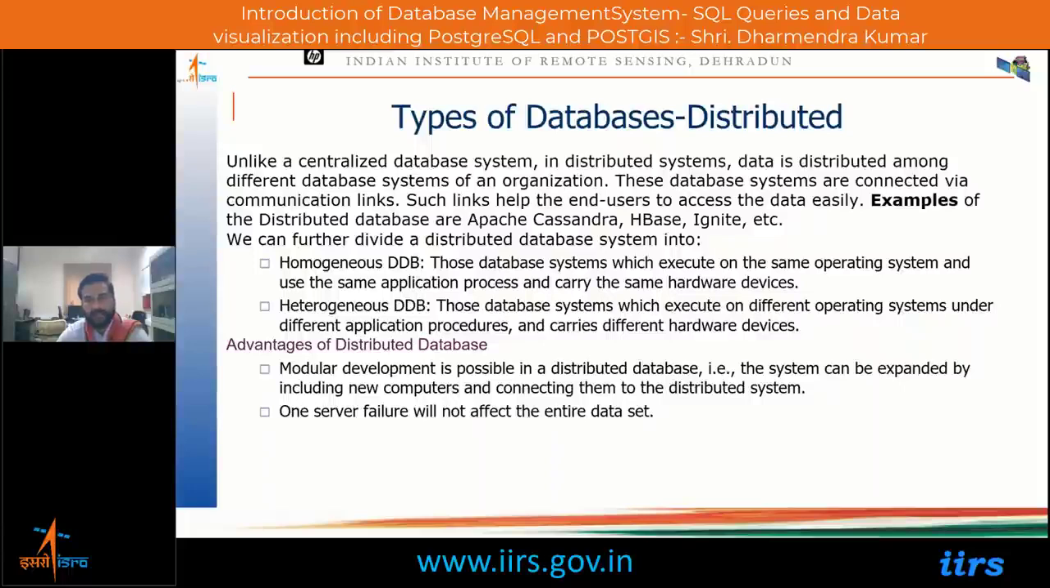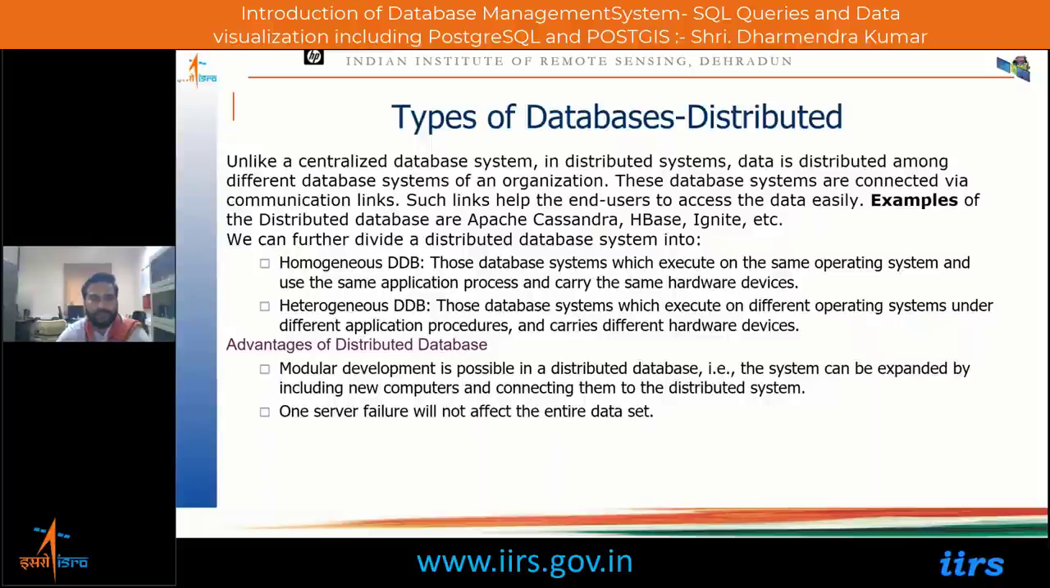Homogeneous means the same operating system, the same application process, and the same hardware devices. Heterogeneous is a combination; it's not dependent on a single type of operating system and so on. We can have multiple operating systems like Windows and Linux at the same time to hold the data, and their applications could also vary. So a different method is used for heterogeneous database systems.